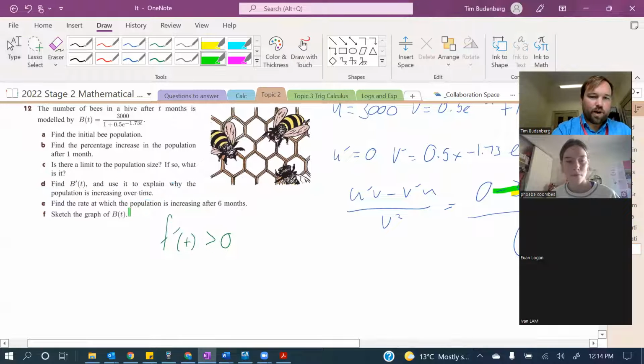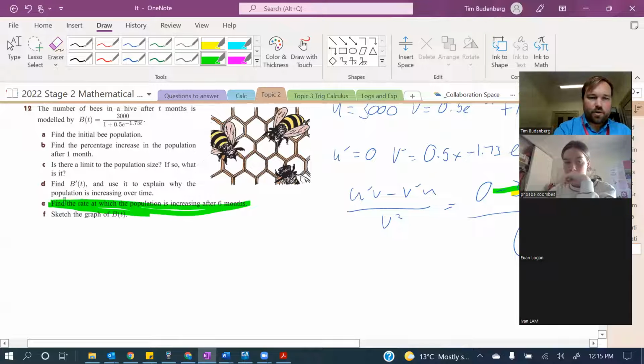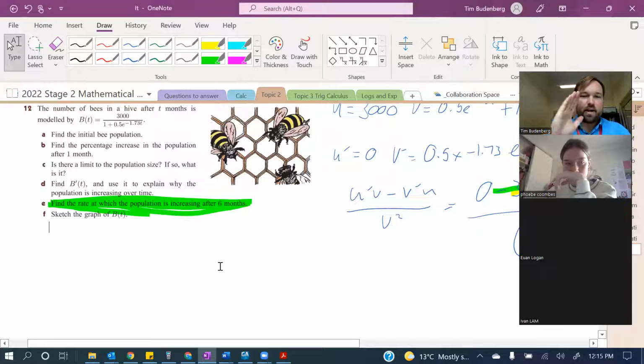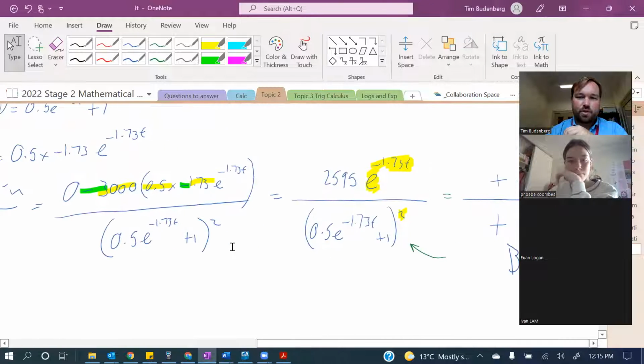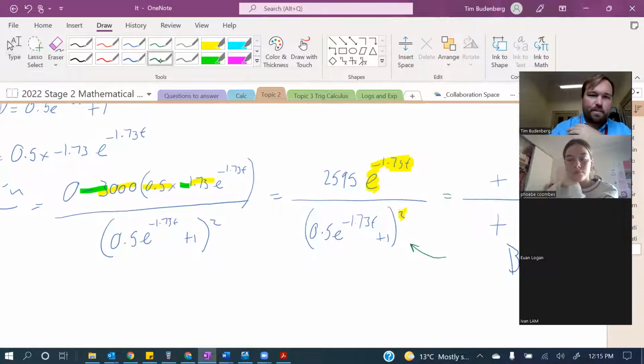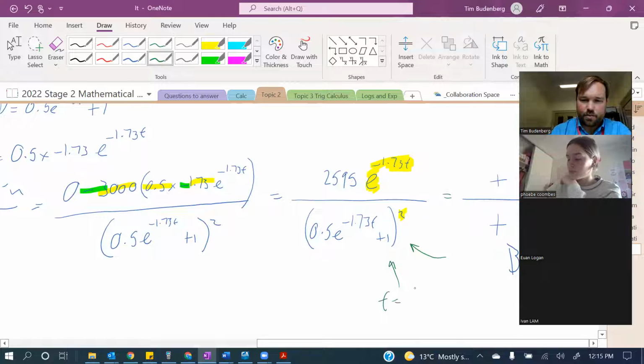E asks the rate at which the population is increasing after 6 months. So the rate of increase is the first derivative. It's the slope of the line, that's how fast it's changing. And after 6 months, what it's telling you to do is put the number 6 into this equation. So just let C equal 6 into the first derivative.